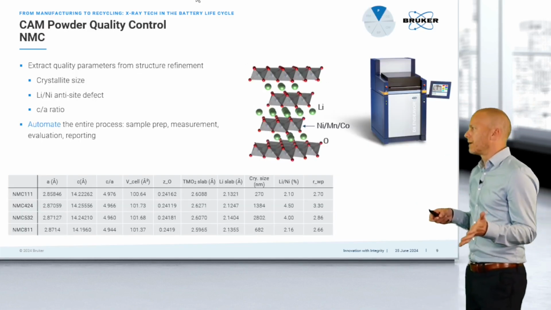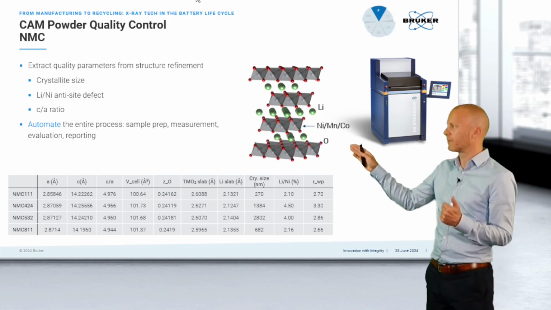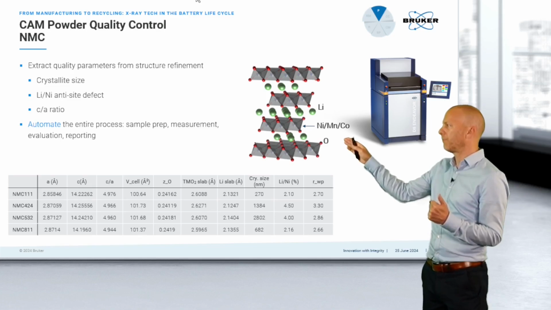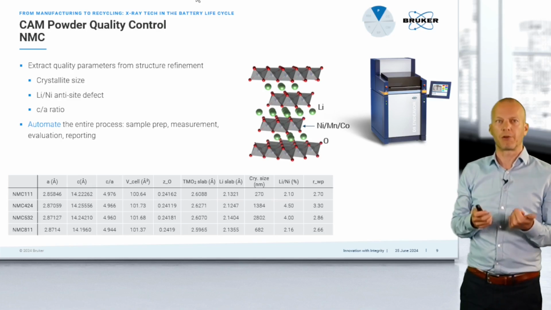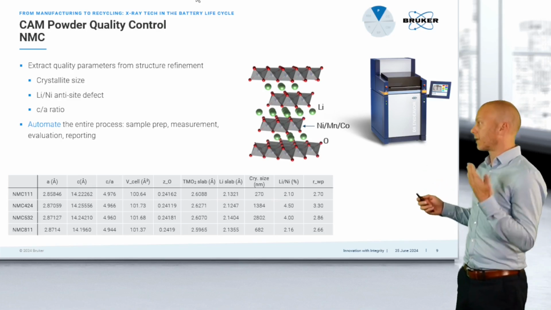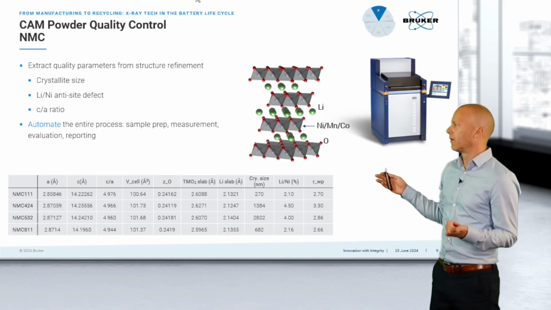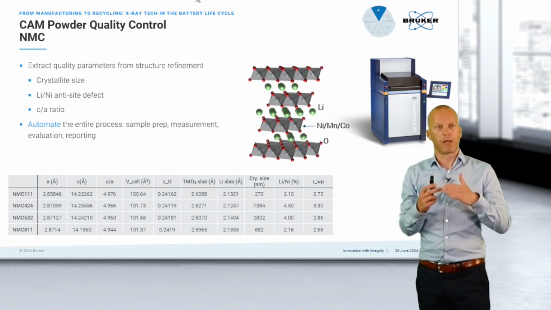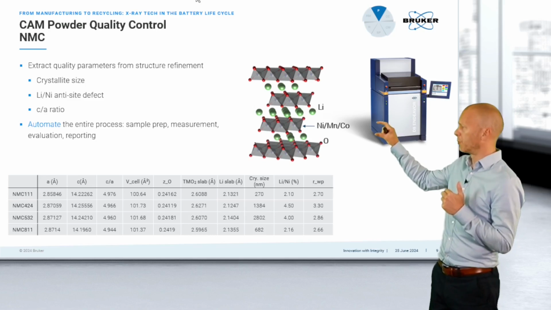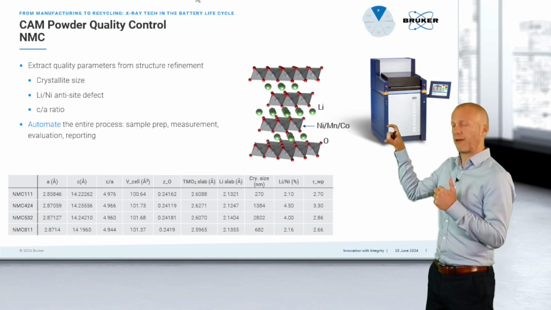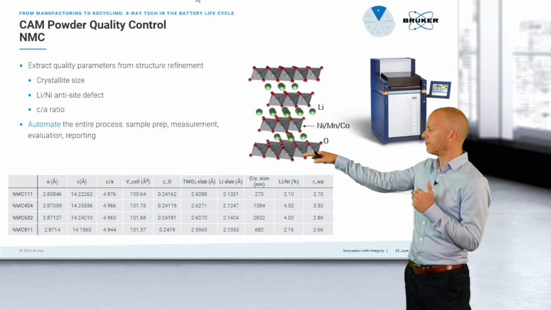Second example, this is a cathode active material powder quality control. This is an example with NMC powder. Here we can do a structure refinement and extract some different quality parameters from that structure refinement, including things like the crystallite size and lithium-nickel anti-site defect. This can be quantified quite nicely. Also a c/a ratio. This gives an indication about the spacing between the layers. A larger spacing has more room for the lithium atoms to transport in and out of the material, so this has a higher lithium ion diffusion rate.